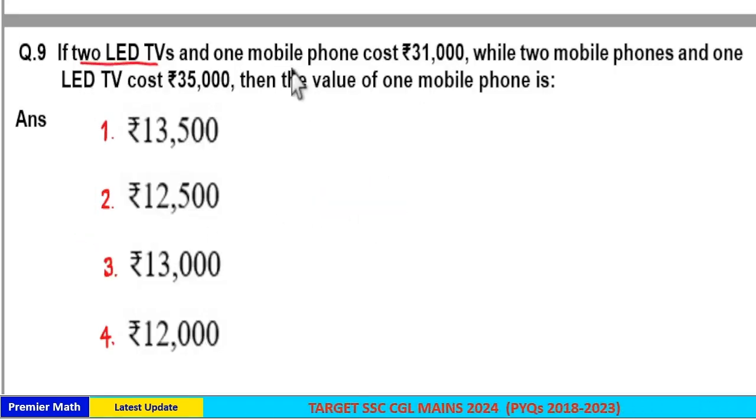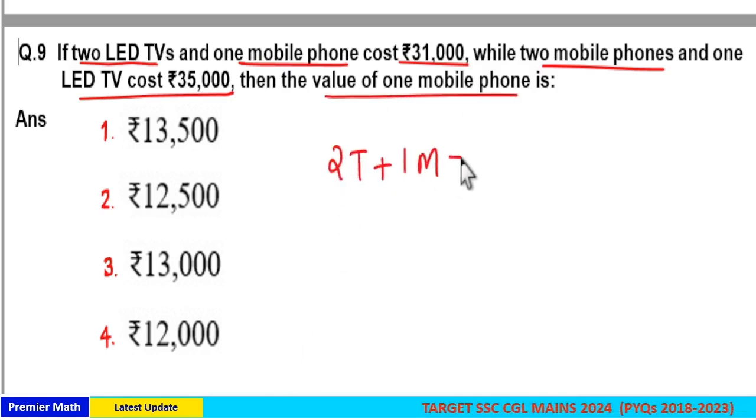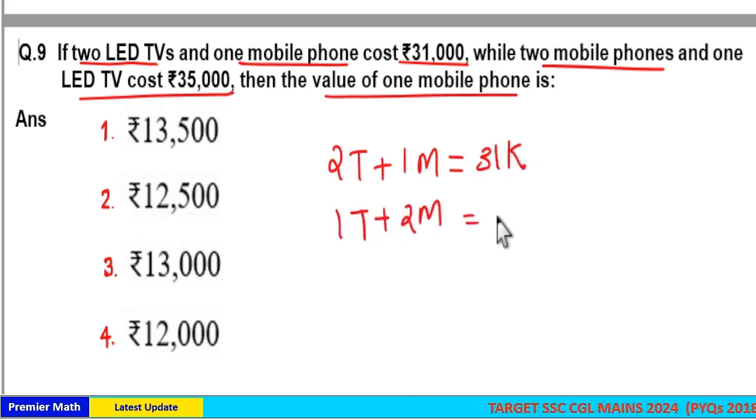If 2 LED TVs and 1 mobile phone cost 31,000 while 2 mobile phones and 1 LED TV cost 35,000, then the value of 1 mobile phone is. Here 2 LED TVs plus 1 mobile phone cost 31,000 and 2 mobile phones plus 1 LED TV cost 35,000. Now we have to find the value of 1 mobile phone.